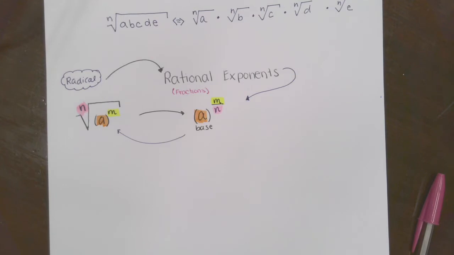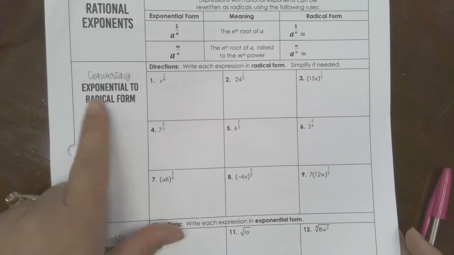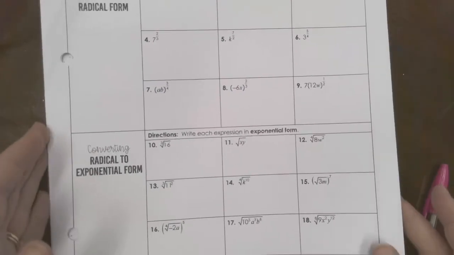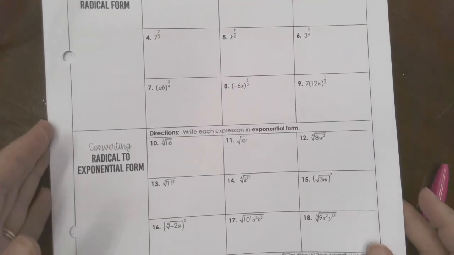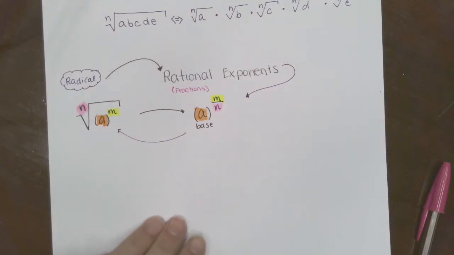All right. On your 5A packet, I would like for you to flip to this page right here, where it says converting to radical form and converting to exponential form. It's the second to last page. I'm going to be selective with what we do because some of these questions are easier, some are more challenging.